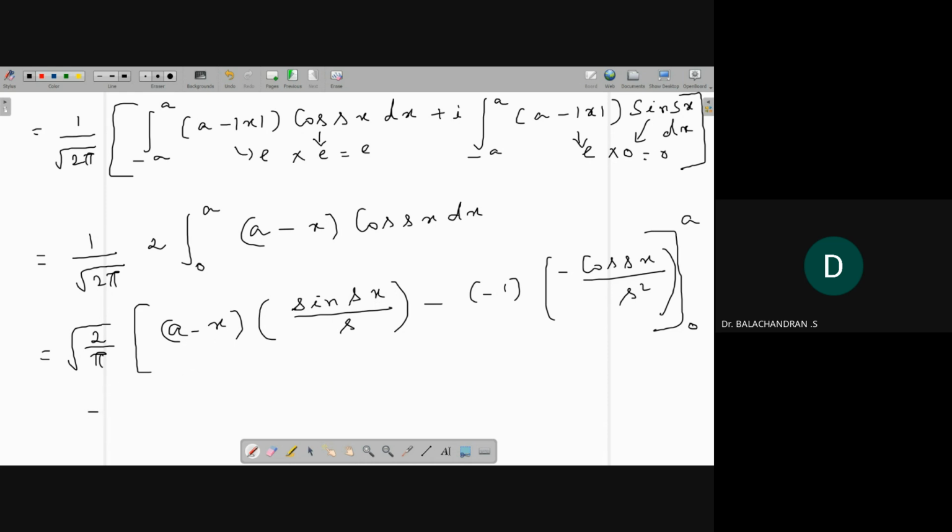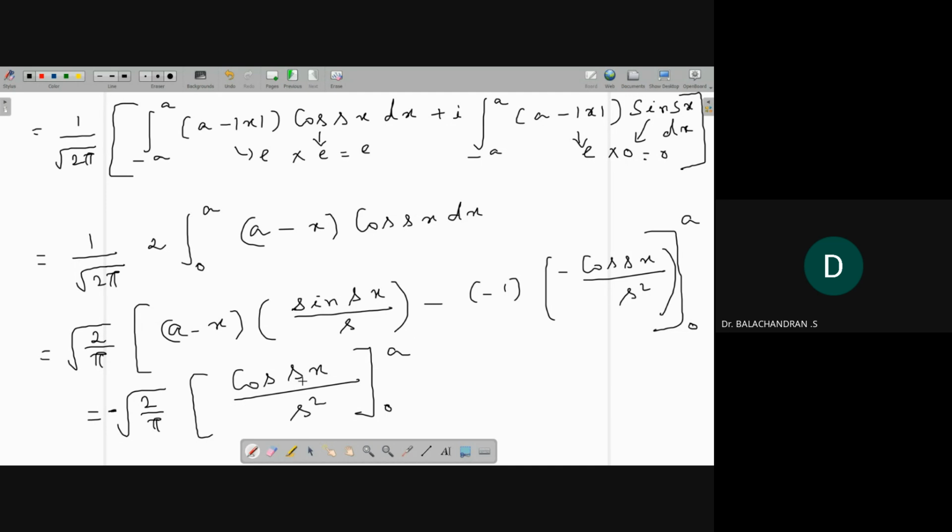The next step. So root 2 by pi. So this is 0. Okay, this term is 0 for both upper limit as well as lower limit. And then you have what? Minus, minus, minus. So minus. Okay, I'll take minus outside. Okay, what is remaining? Cos sx by s square. Limit is from 0 to a.